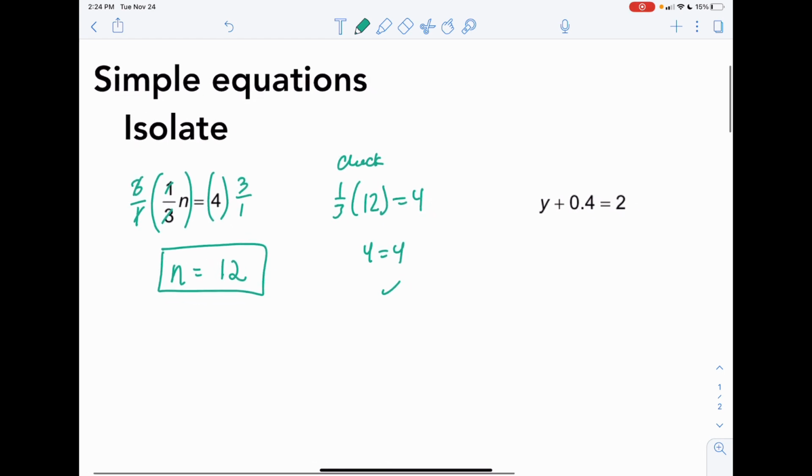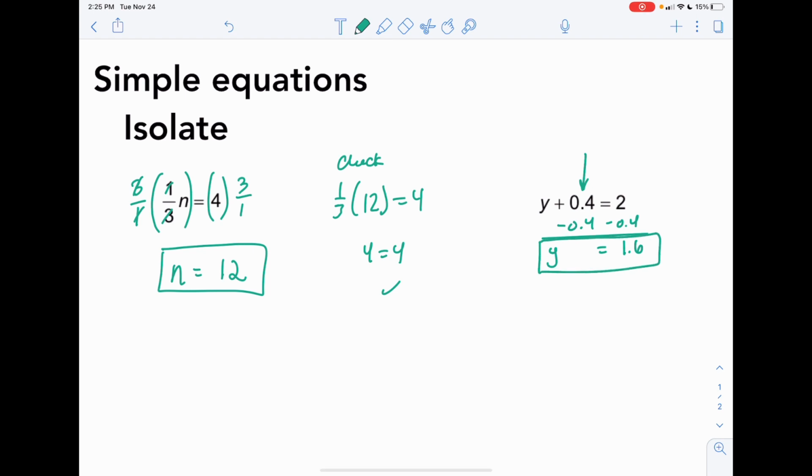It's a simple equation. We look at the one on the right, y plus 0.4 is equal to 2. The only thing standing in our way of having y by itself is 0.4. So let's isolate y by subtracting 0.4 from both sides. That's going to get rid of 0.4, and now we have y is equal to 1.6. And that's another simple equation because in one step, we've gotten the result.